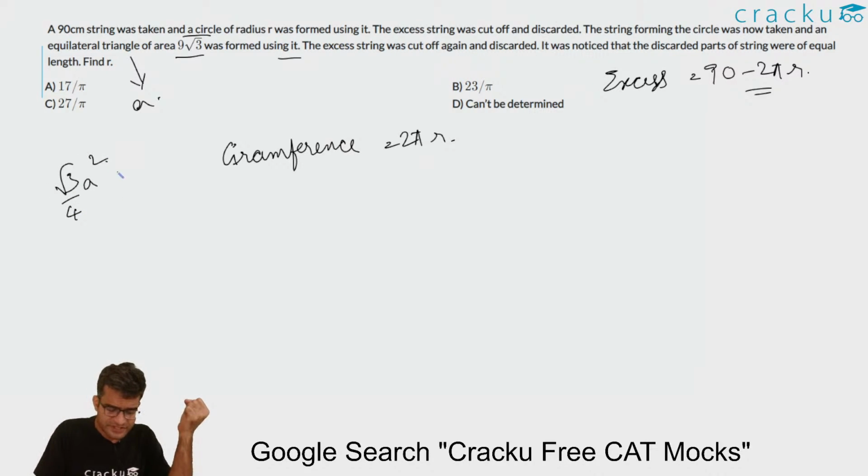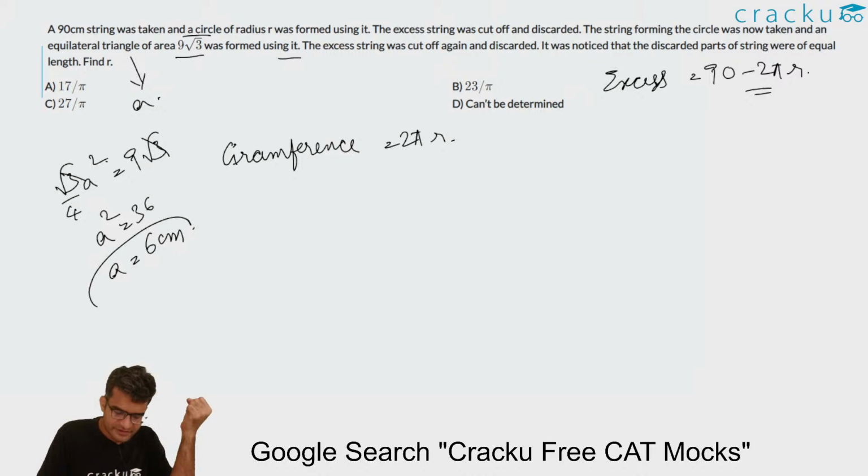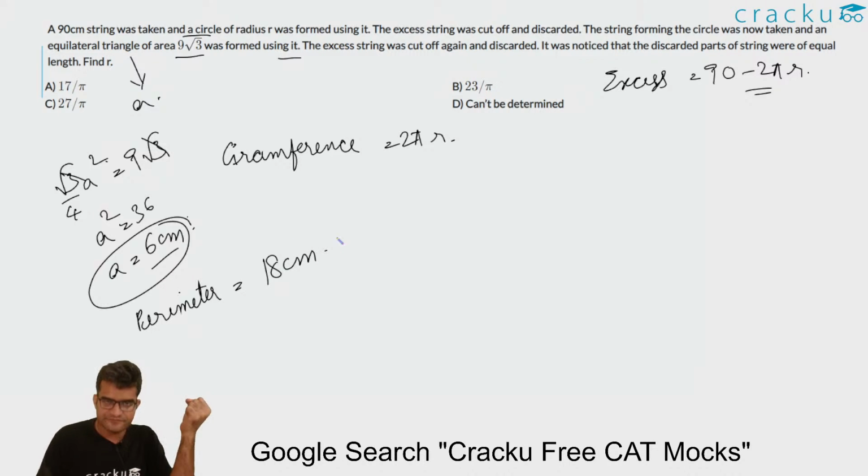So if root 3 by 4 a square is equal to 9 root 3, the value of a square is equal to 36, or the value of a is equal to 6 centimeters. So the perimeter of the equilateral triangle is equal to 6 into 3, that is 18 centimeters. Earlier the length of the string was 2 pi r, now it is only 18 centimeters.